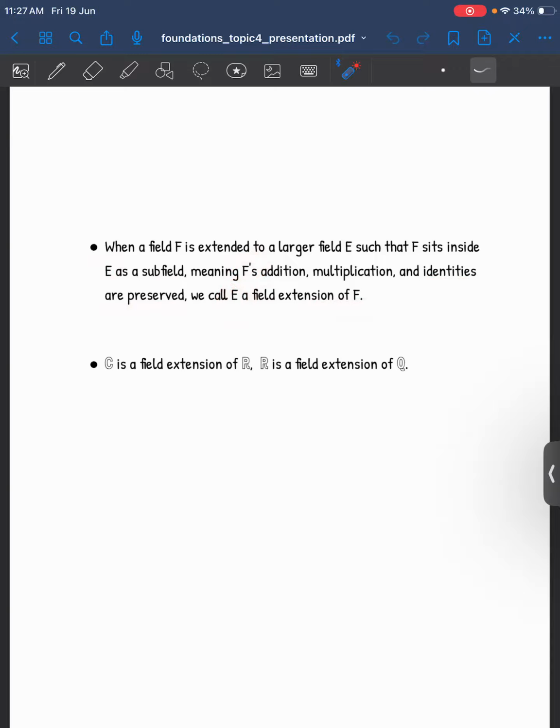So from our construction, we see that C is a field extension of R and R is also a field extension of Q. So complex numbers is a field extension of real numbers and real numbers is a field extension of the set of rational numbers.